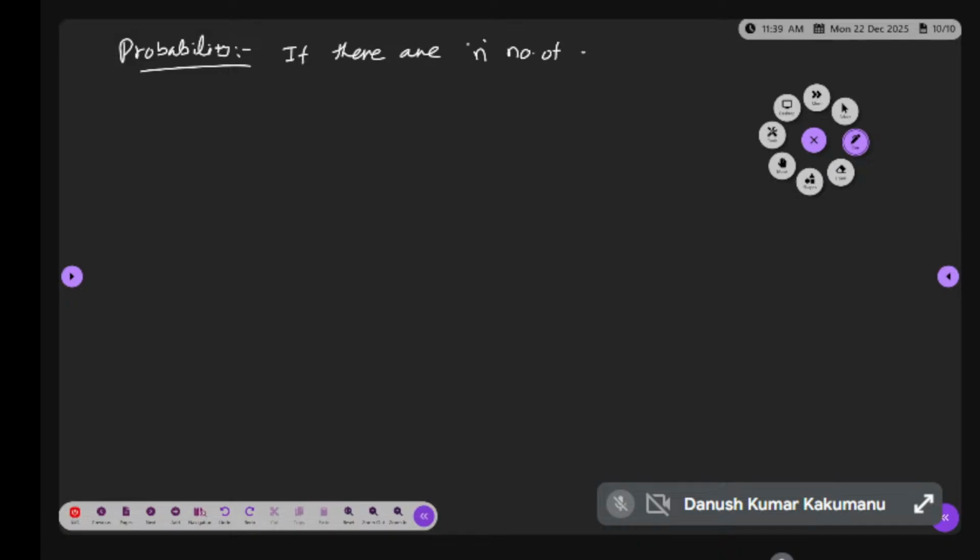If there are n number of exhaustive, mutually exclusive and equally likely events. If there are n number of exhaustive, what does exhaustive mean? Total. Exhaustive means total. What is the nature of this total? They are mutually exclusive and they are equally likely.